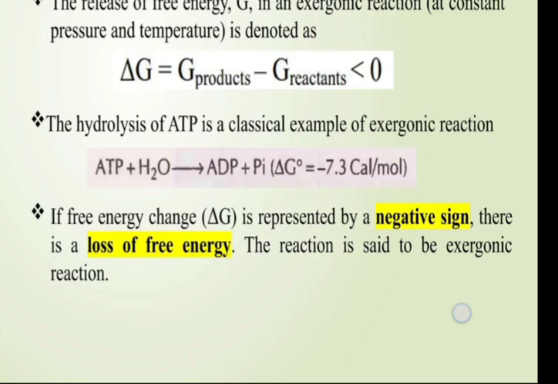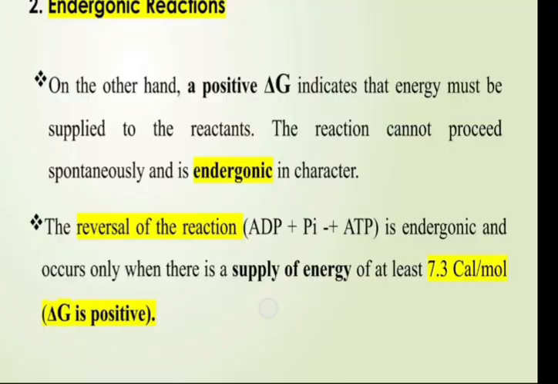If free energy change, that is delta G, is represented by a negative sign, there is a loss of free energy. The reaction is said to be exergonic reaction. Then we see about the endergonic reaction. On the other hand, a positive delta G indicates that energy must be supplied to the reactants. The reaction cannot be pursued spontaneously and is endergonic in character.